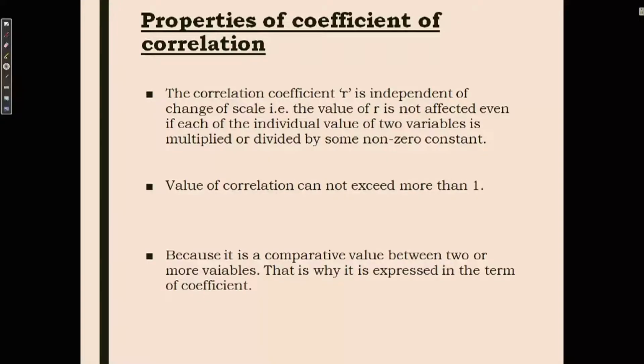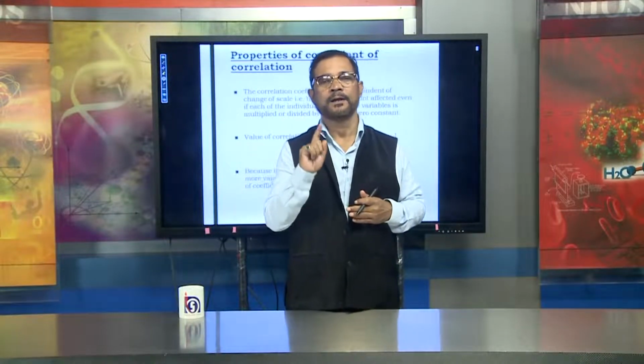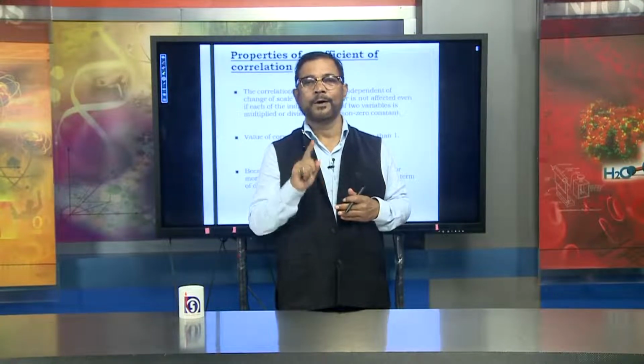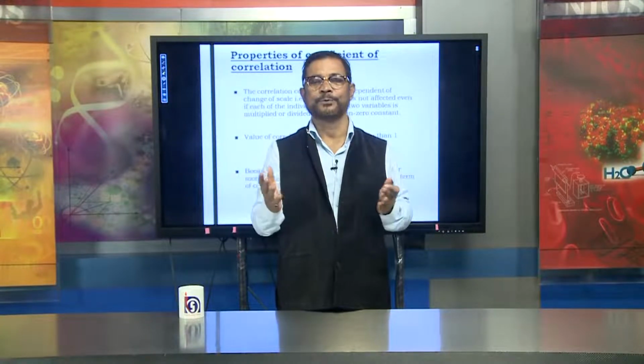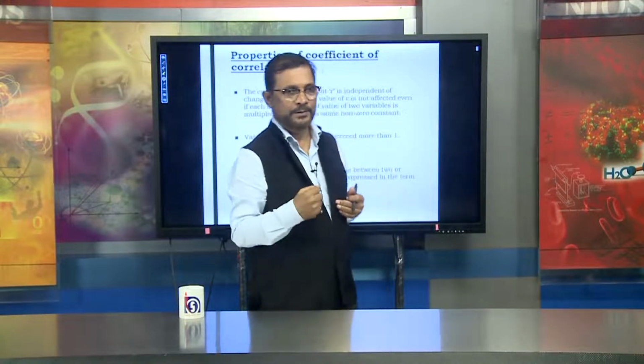The value of correlation cannot exceed more than 1, which I told you, because it is a comparative value between two or more variables. That is why it is expressed in terms of coefficient. The term coefficient is given because we calculate the comparative value. And all these 5 properties are quite enough to make your understanding clear about the concept of correlation. Let us move further.